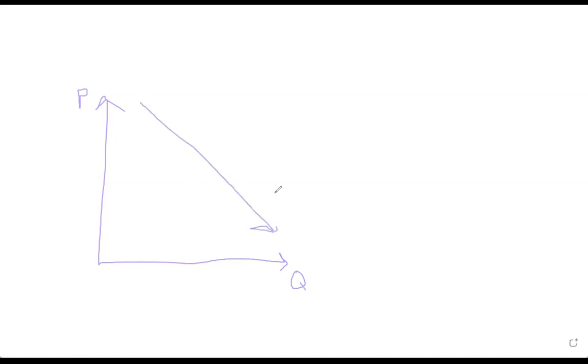So that is my first rule for my demand curve. This is called the law of demand. Knowing this downward sloping relationship, as price increases, quantity demanded is going to decrease.